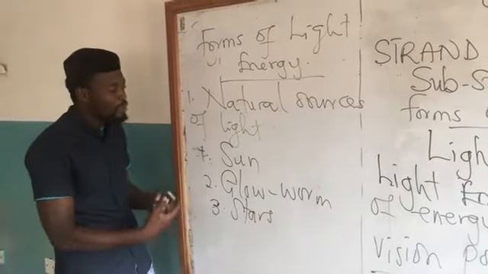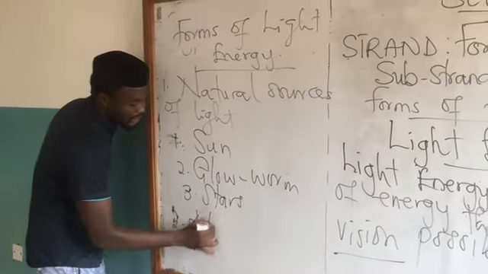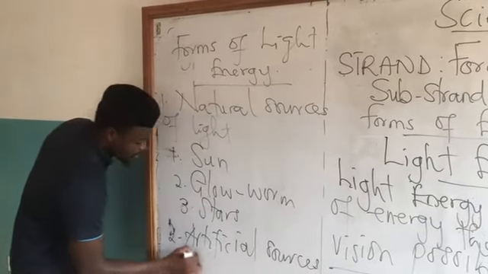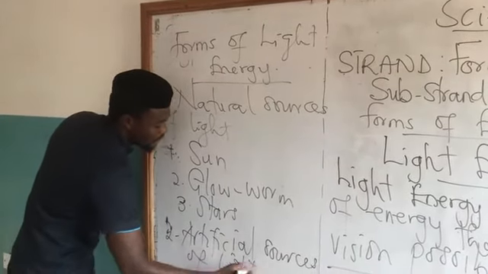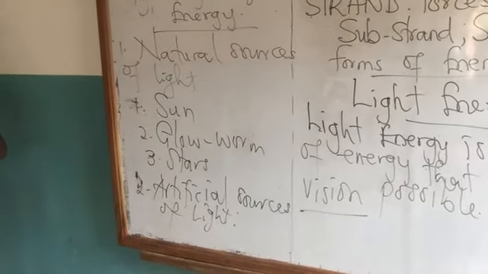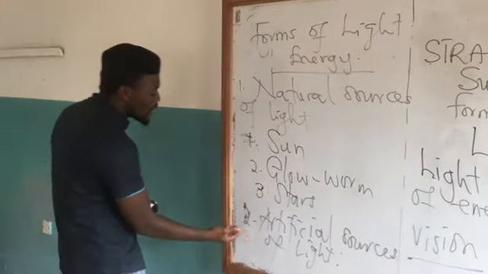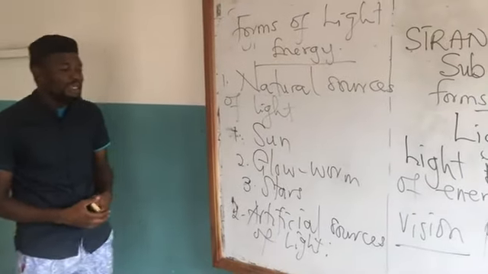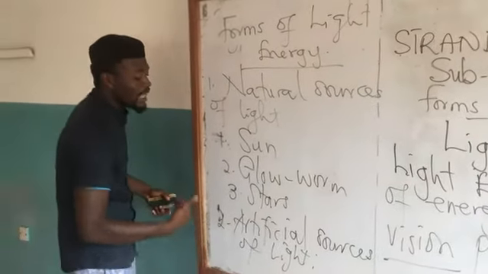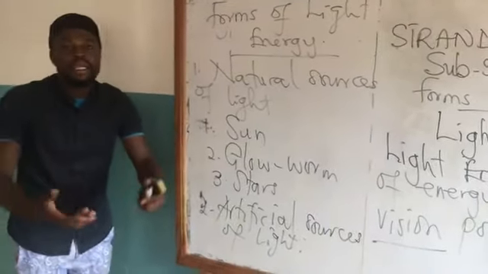So now let's move to the artificial sources of light. I guess you know what artificial means. Now we have talked about natural sources. We said there are sources of light that are obtained from what? Mother Nature. Are you getting me? So now let's look at the artificial sources of light. This is the direct opposite of the natural source, which means that these are the sources of light that are obtained from what? Man-made objects.